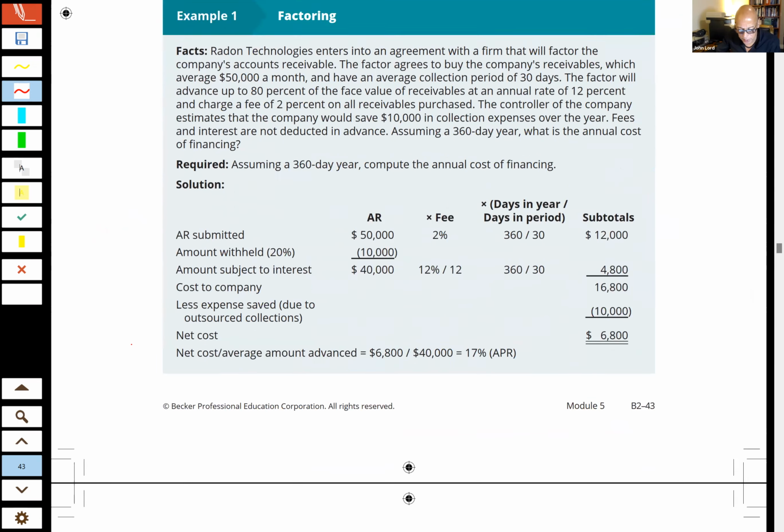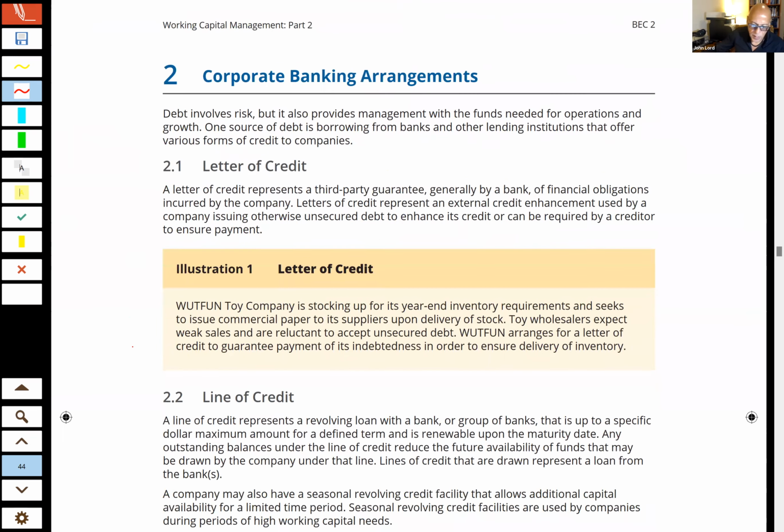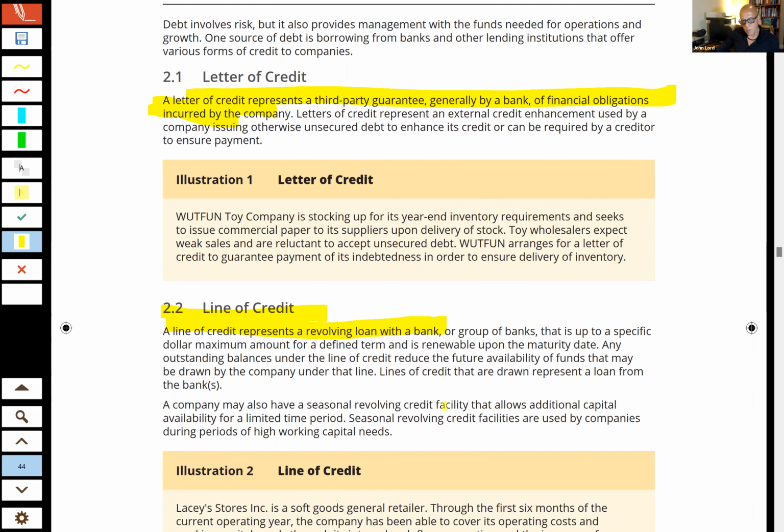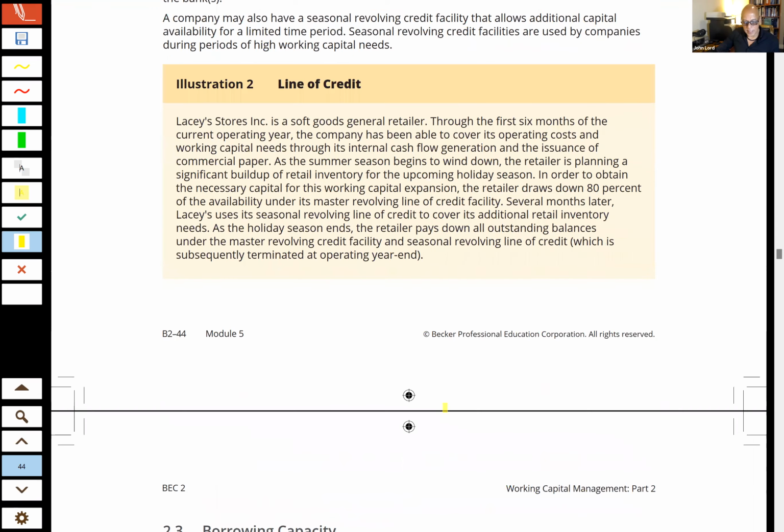We could use a letter of credit. Okay. A letter of credit represents a third-party guarantee to give us money, essentially, to help cover any financial obligations of the company. Line of credit debt typically is a revolving loan with the bank. They have a line of credit. You can borrow 50,000 a month for the next year or something, would be an example of a line of credit. We've already talked about debt covenants.